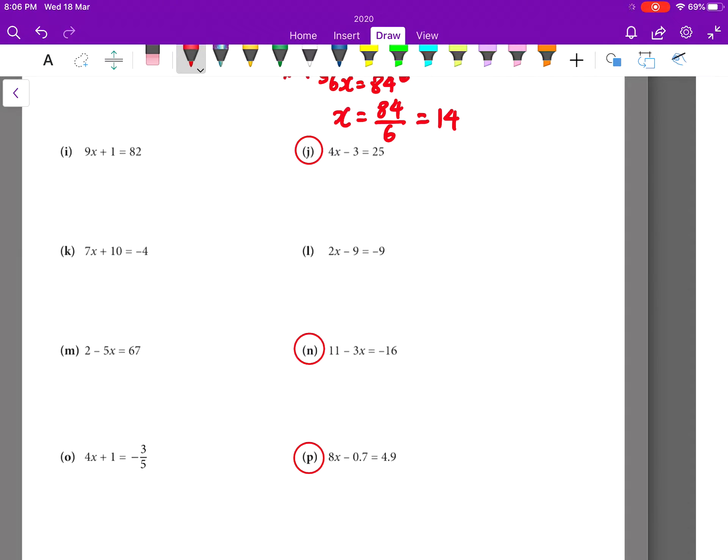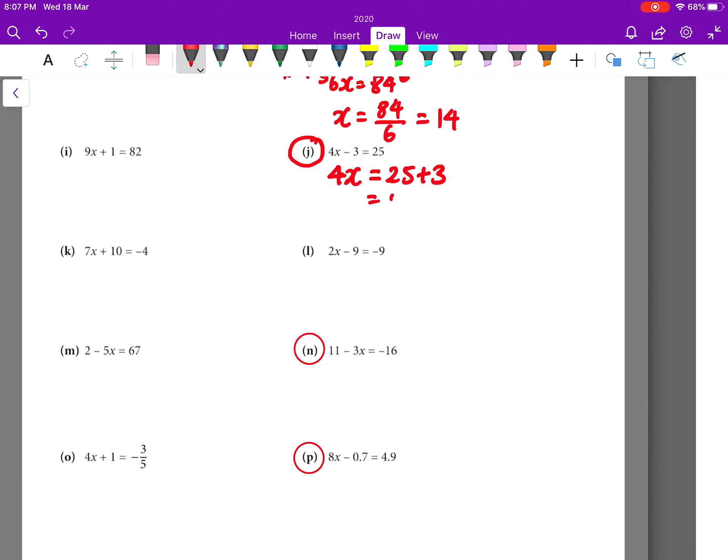Okay, next question. How to make x the subject? What is obstructing x will be this negative 3 and this 4. So let's remove them slowly. Firstly, let's remove the 3. We see negative 3 here, so we do the opposite. We add 3 on both sides. Adding 3 on the left will get rid of the negative 3, so now we have to add 3 on the right. We need to add on both sides.